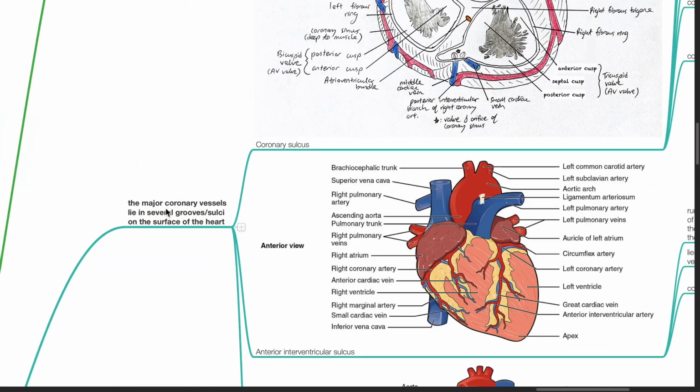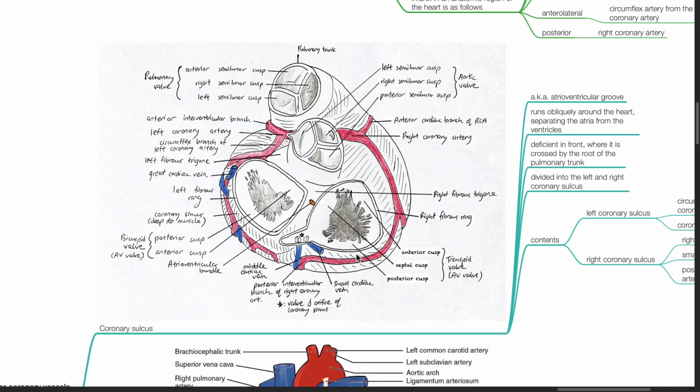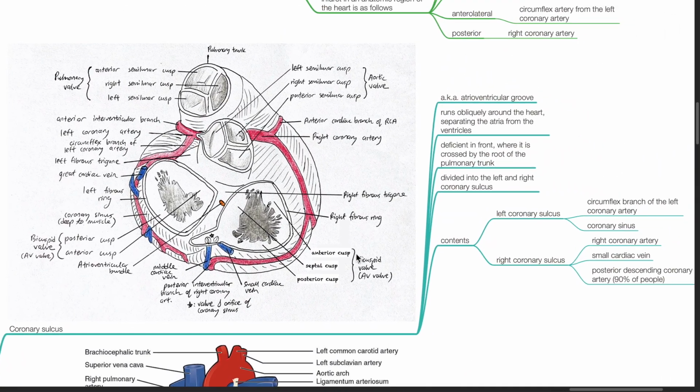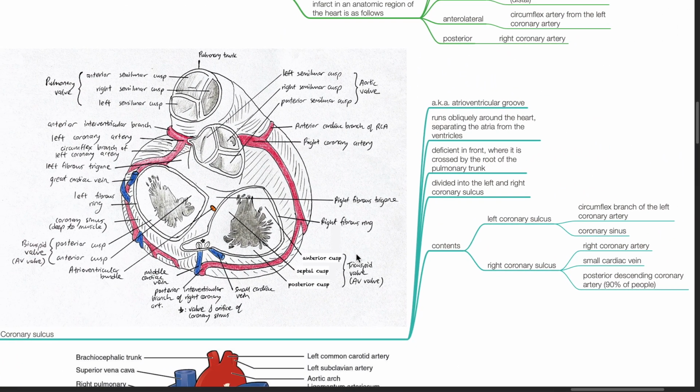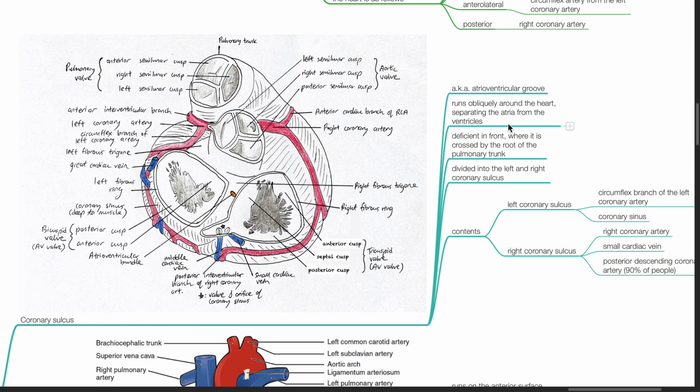The major coronary vessels lie in several grooves or sulci on the surface of the heart. The coronary sulcus, also known as the atrioventricular groove, runs obliquely around the heart, separating the atria from the ventricles. It is deficient in the front, where it is crossed by the root of the pulmonary trunk. It is divided into the left and right coronary sulcus.